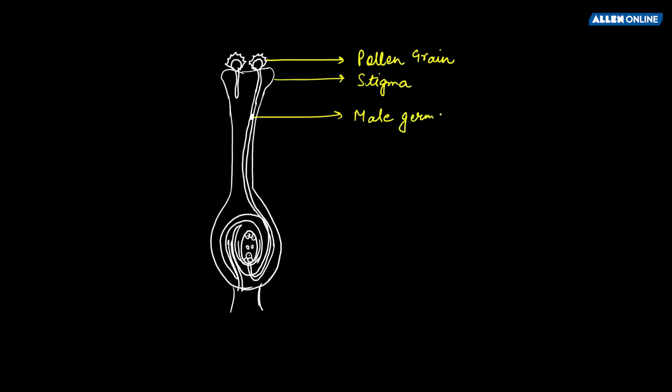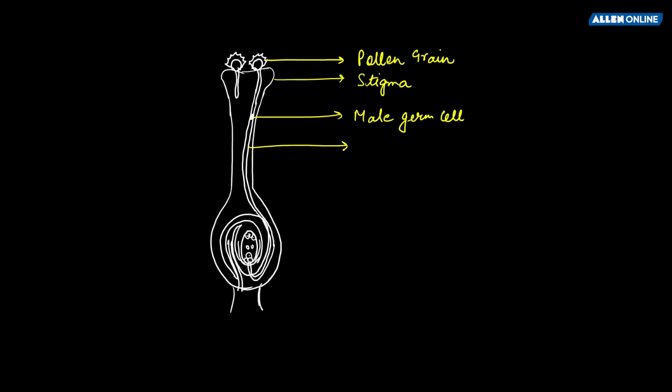So this is the pollen grain. This part is stigma on which the pollen grain rests, right? So this part will label stigma. Then this is the male germ cell here, which will divide to give rise to the two male gametes, right? So this is the male germ cell.